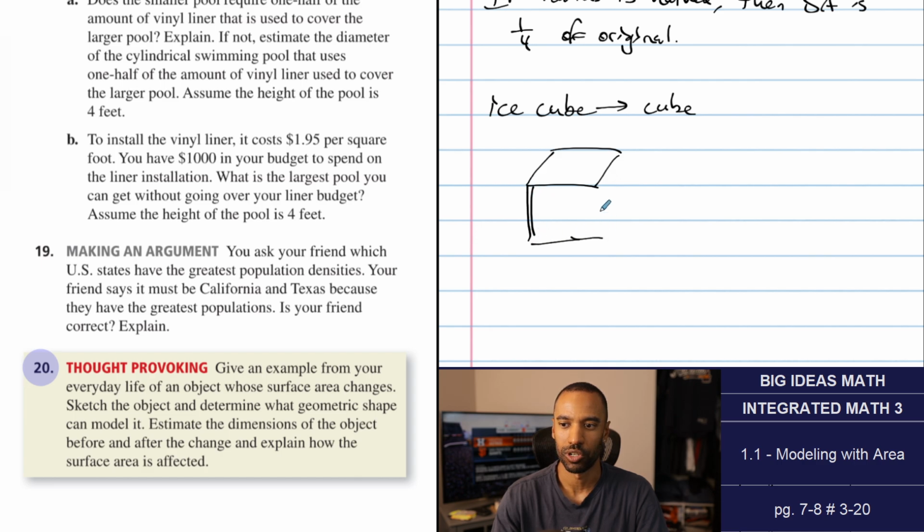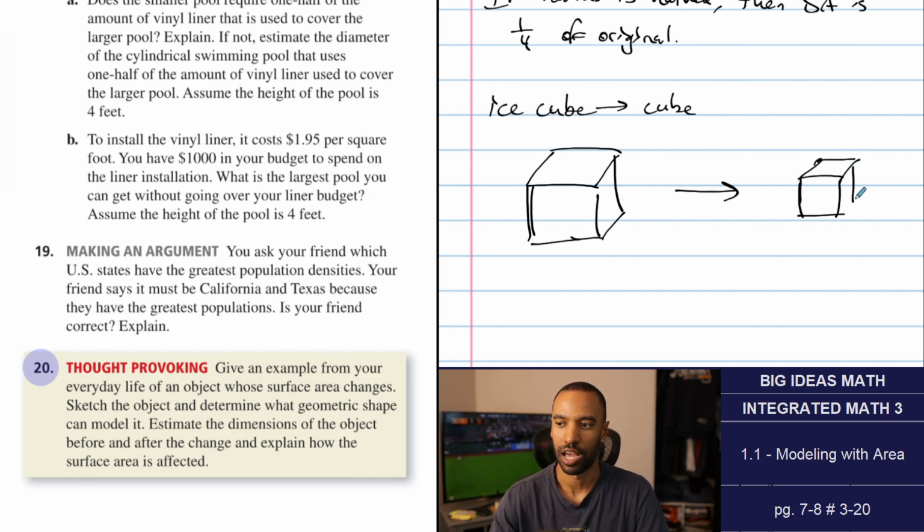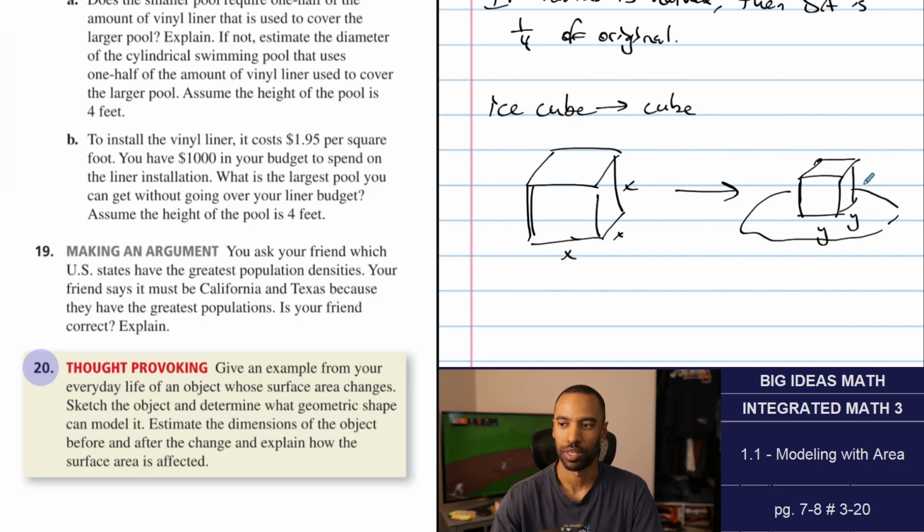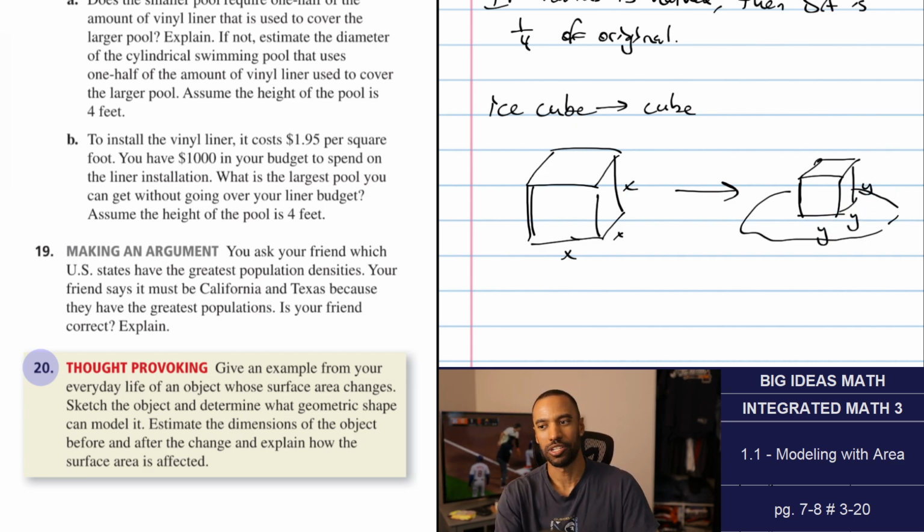So here's the original ice cube. But when it melts, does everything become a smaller version of it as it kind of melts around it, right? That's what I'm thinking there. If these lengths are length, width, height, and this is length, width, height right there, I don't really know how to answer this question that's being asked.